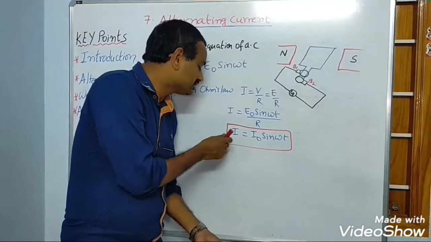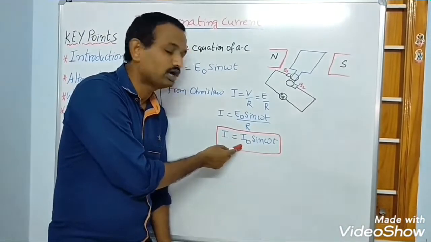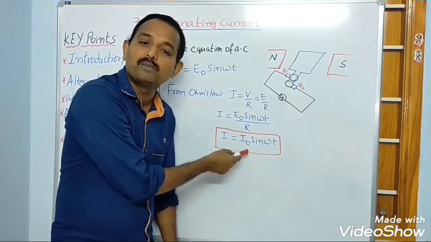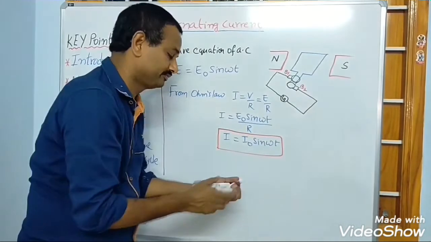Here I means instantaneous alternating current. I naught means the peak value or maximum value of alternating current. I will show you in the graph.